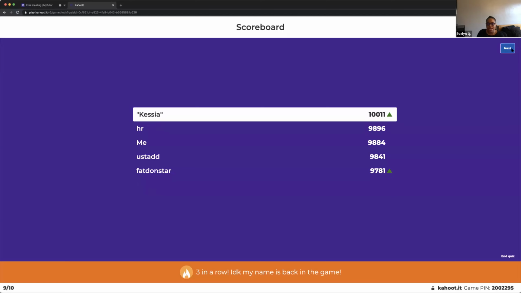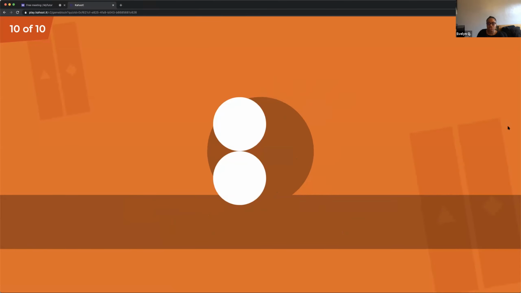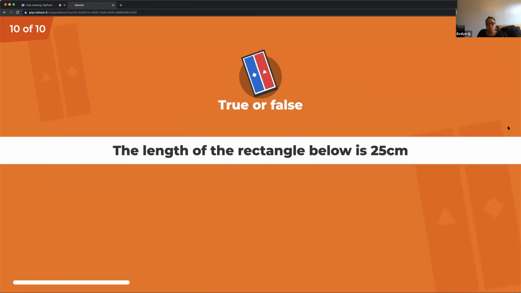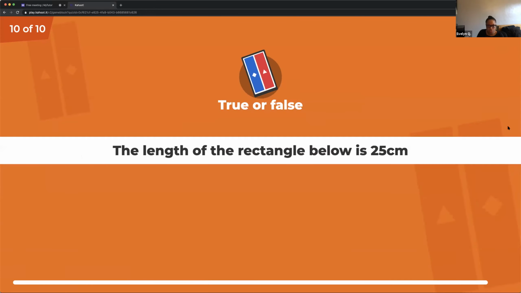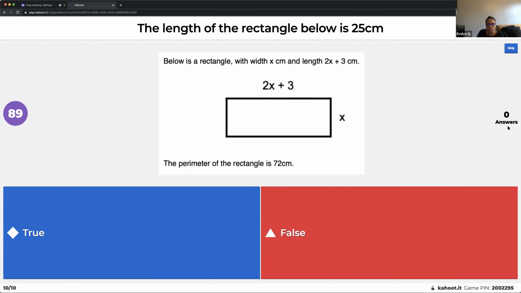I know we're a little bit over, but this is the last question, worth double the points. It is a problem-solving question, so read it carefully. The length of the rectangle below is 25 centimeters. Is that true or false? Have a look, have a read, and have a go.